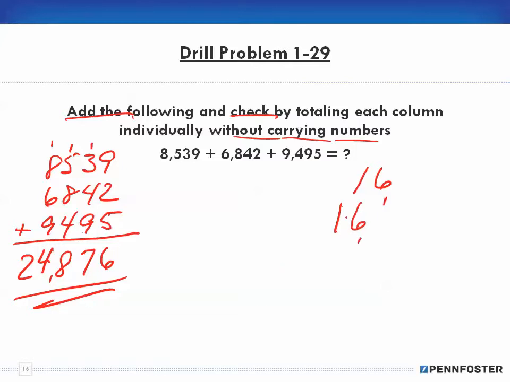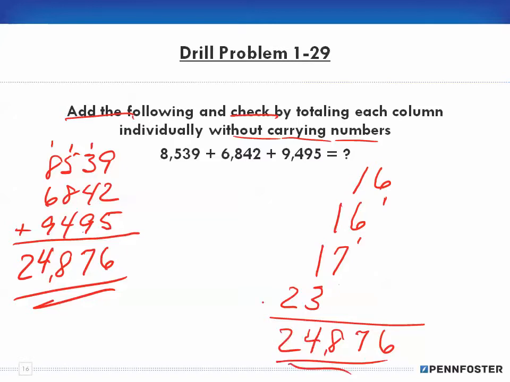Ones column, tens column. This is the hundreds column. 5 and 8 is 13, and 4 is 17. So the 7 goes into the hundreds column. And then 8 and 6 is 14, and 9 is 23, so the 3 goes in the thousands column. And now we add them up. Bring down our 6. 1 and 6 is 7. 1 and 7 is 8. 1 and 3 is 4. Bring down our 2. 23,876. They're the same. Did it right.